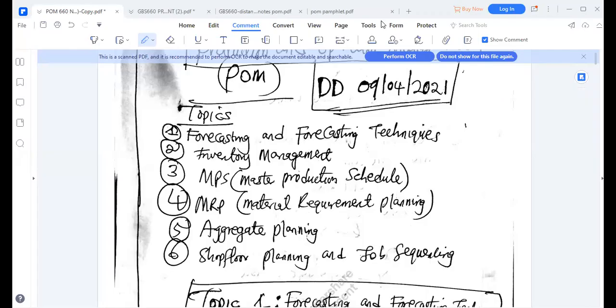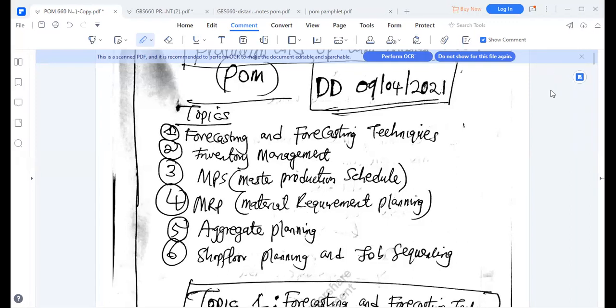Okay, so we are now looking at production and operation management. And in particular, we'll look at the first topic, which is called forecasting and forecasting techniques.